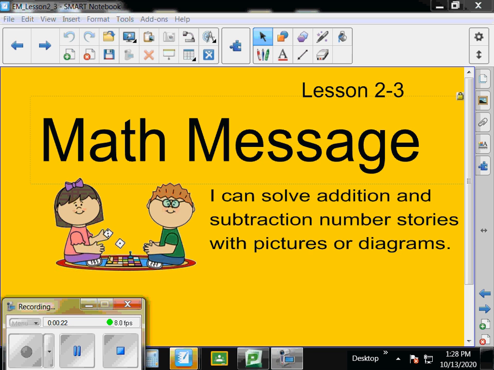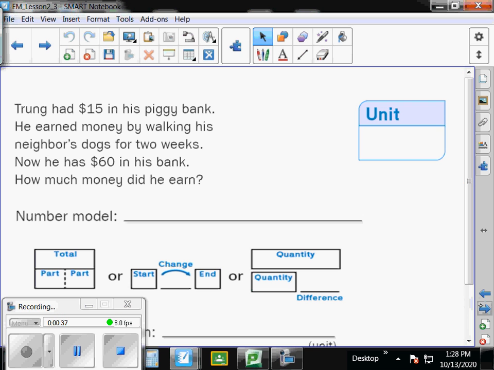All right, in this math message, we're going to work on solving addition and subtraction number stories with pictures or diagrams. Okay, so basically we're working on some word problems and we're going to be making sure that we use pictures or diagrams to help us to solve those problems.